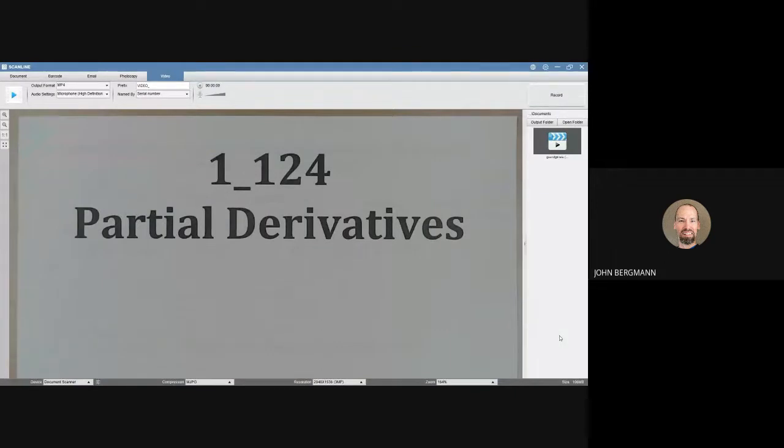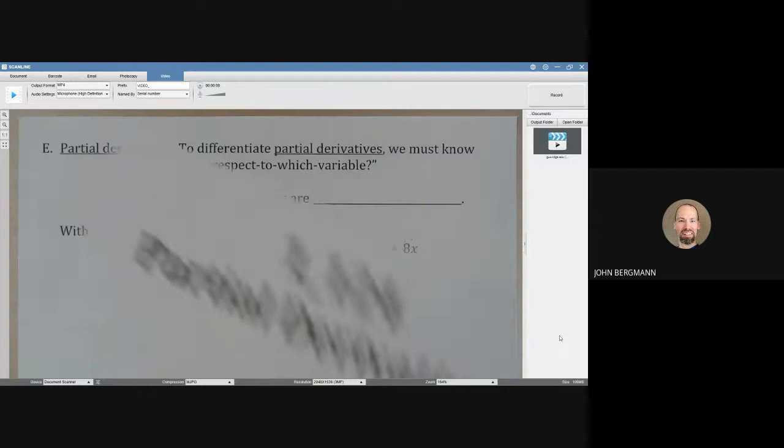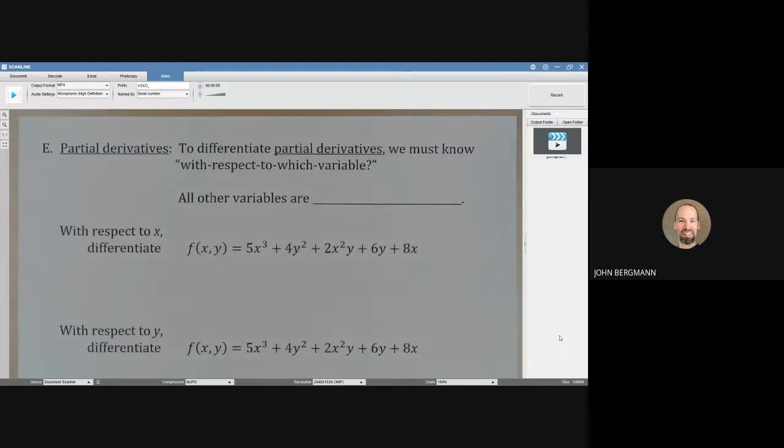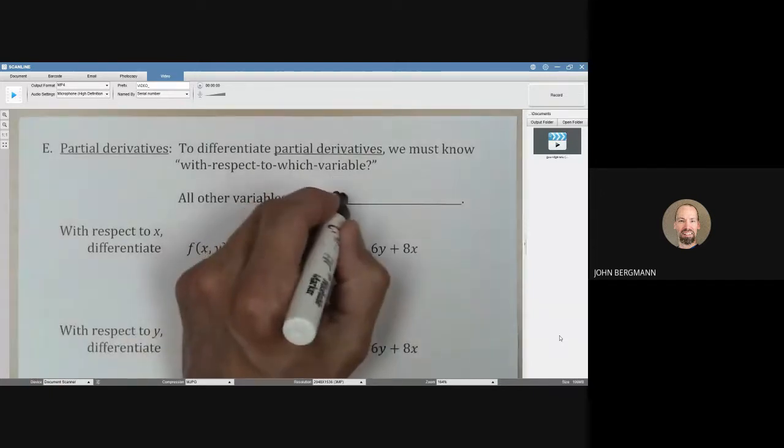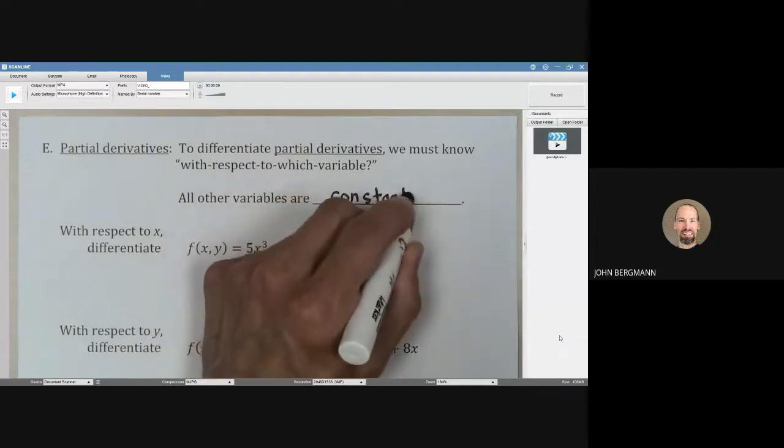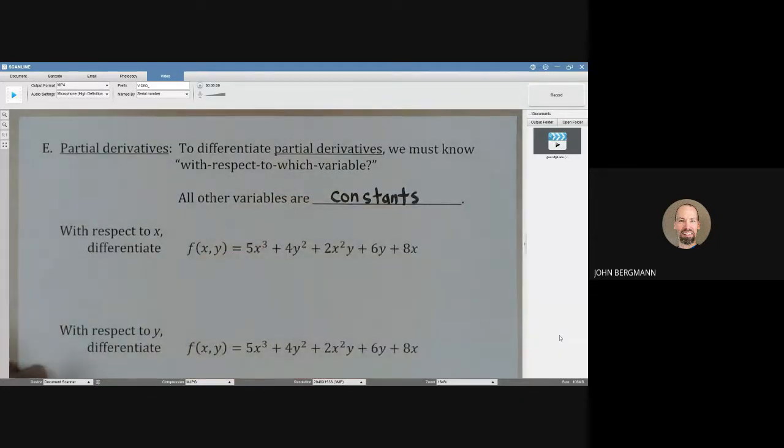This video is on an introduction to partial derivatives, just the very basics. To differentiate partial derivatives, we must know with respect to which variable. All other variables are constants. Whenever we do a partial derivative, we have to have a function of more than one variable. We haven't met that yet in this class, and honestly, we don't really need it very often at all.